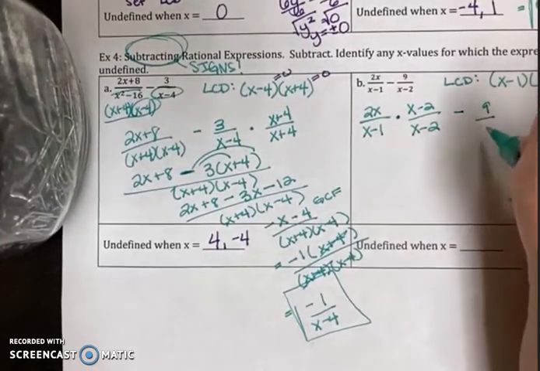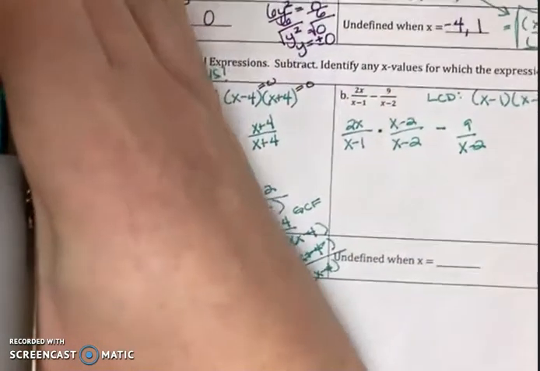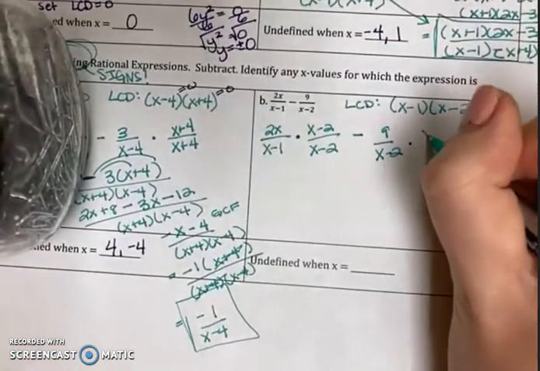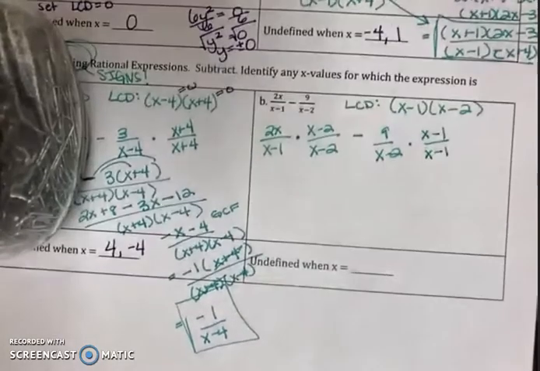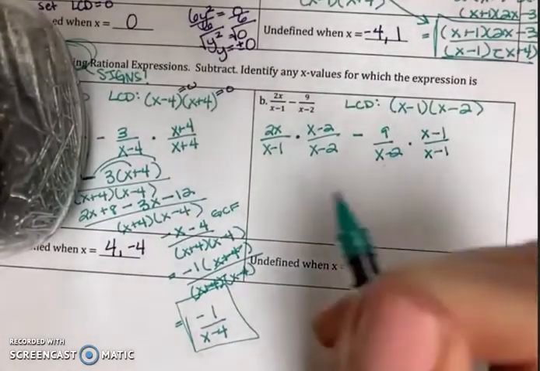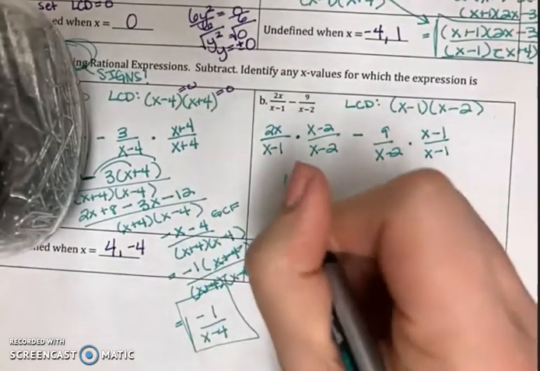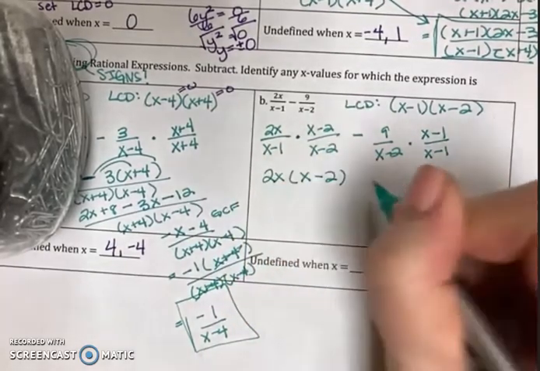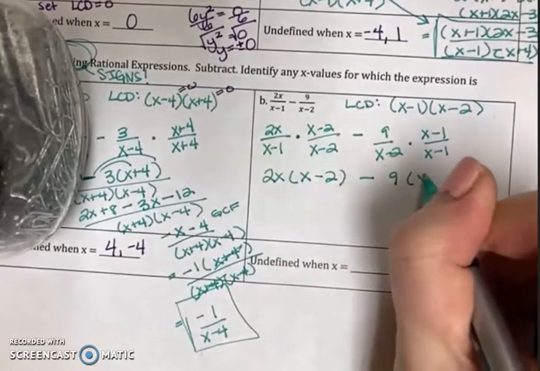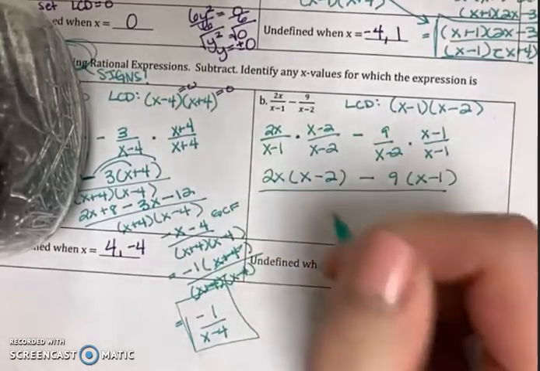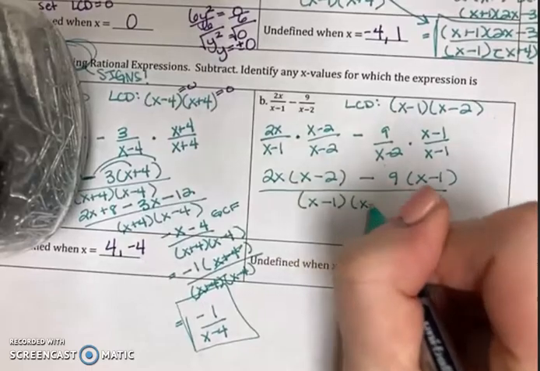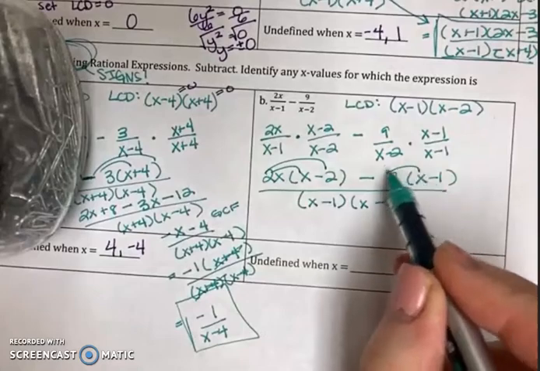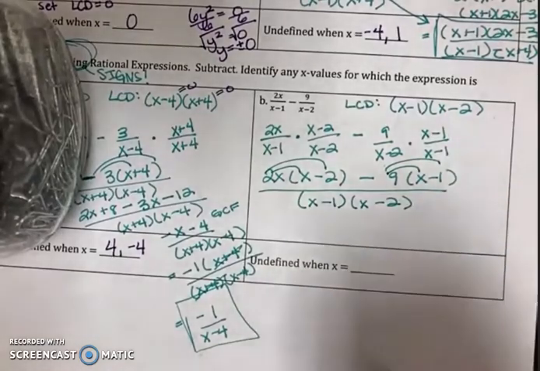And I am subtracting my second term. And since it already has x minus 2, I need to multiply by the x minus 1 over x minus 1. Okay? Once I do that, I can go ahead and subtract. So I have 2x times x minus 2 minus 9 times x minus 1. And the common denominator is right here. We can go ahead and distribute to clean up the numerator.